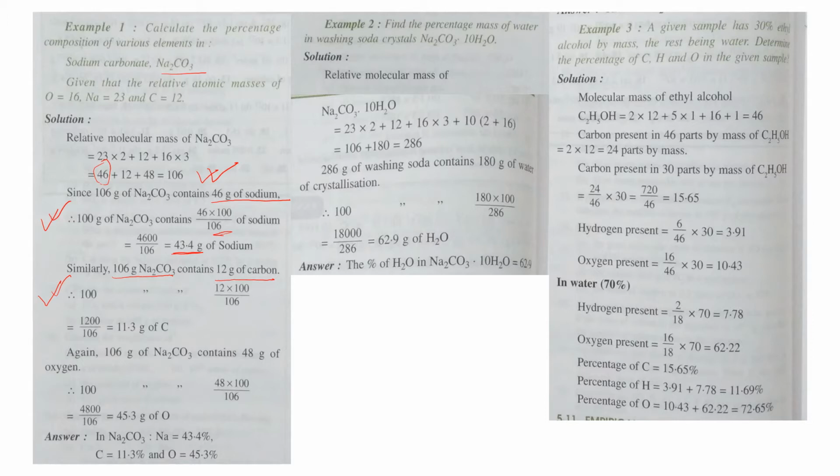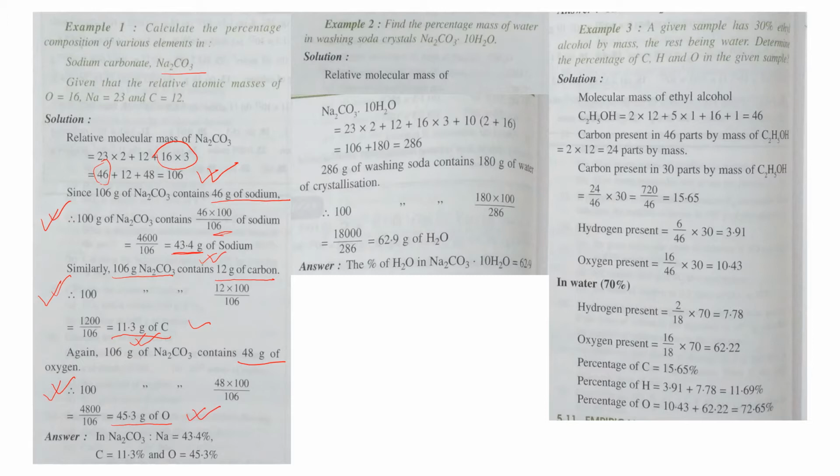So now find out for 100 gram of Na2CO3, it contains how much gram of carbon. It is coming 11.3. And then similarly you find out 106 gram of Na2CO3 contains 48 gram of oxygen. See here 16 into 3, it is 48 gram. So for oxygen also find out how much is present in 100 gram of Na2CO3. So I am getting 45.3 gram of oxygen. So that means in Na2CO3 sodium is 43.4%, carbon is 11.3% and oxygen is 45.3%.